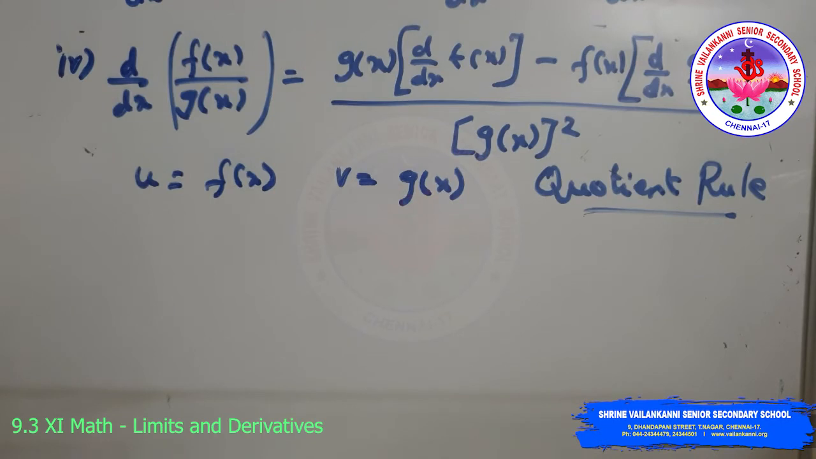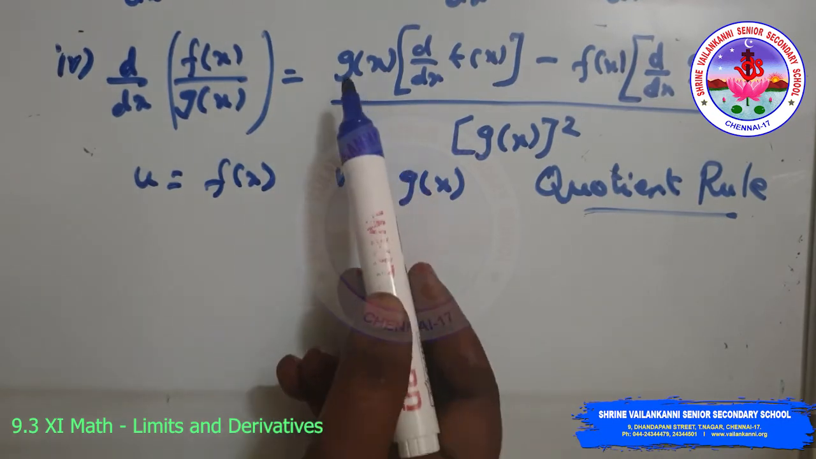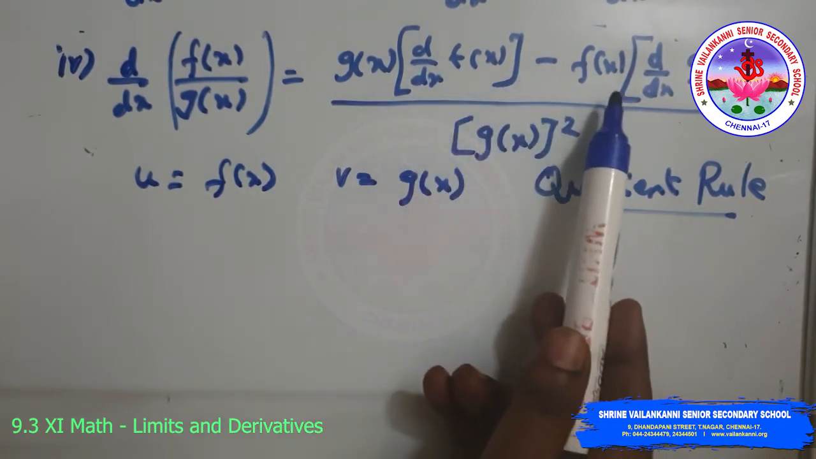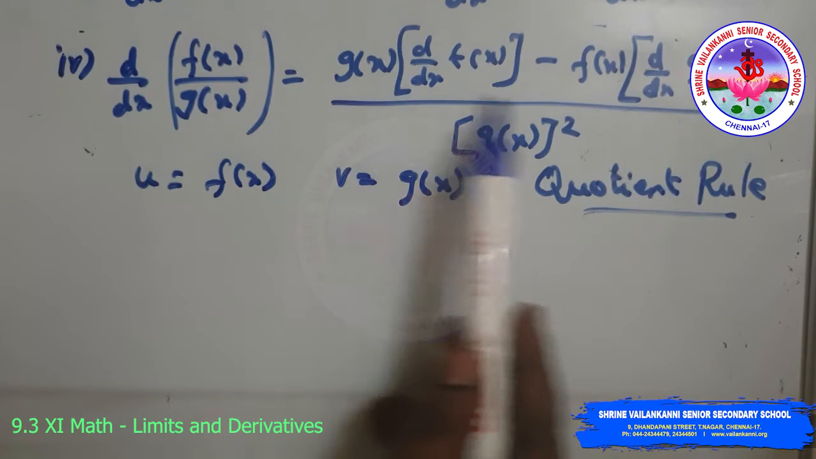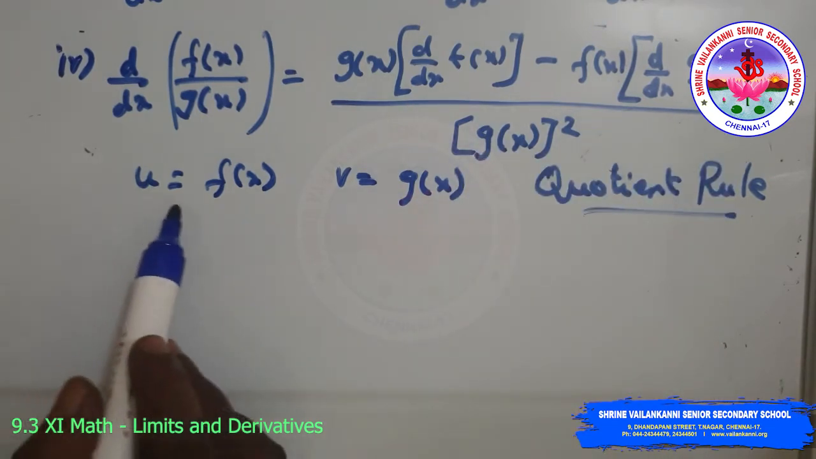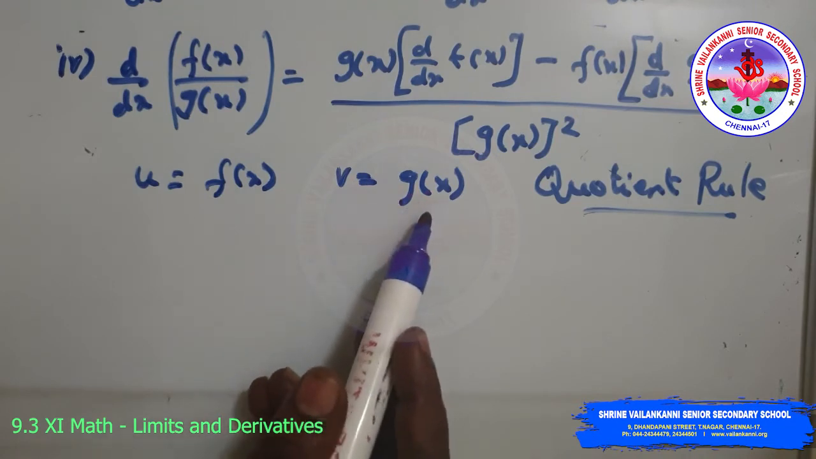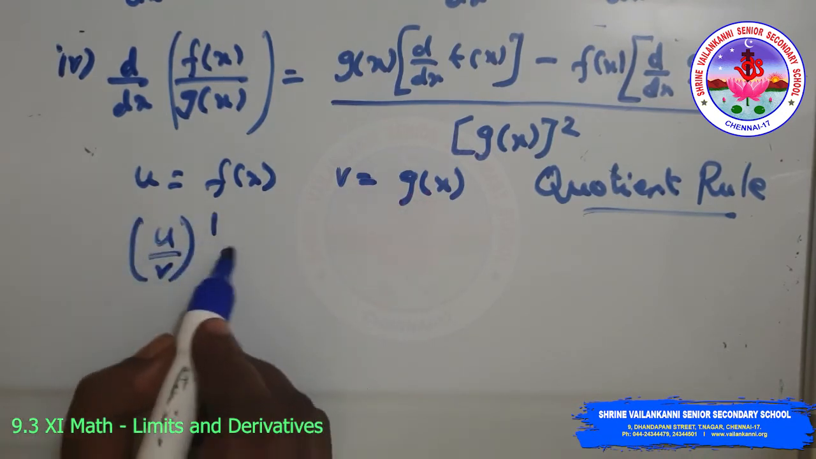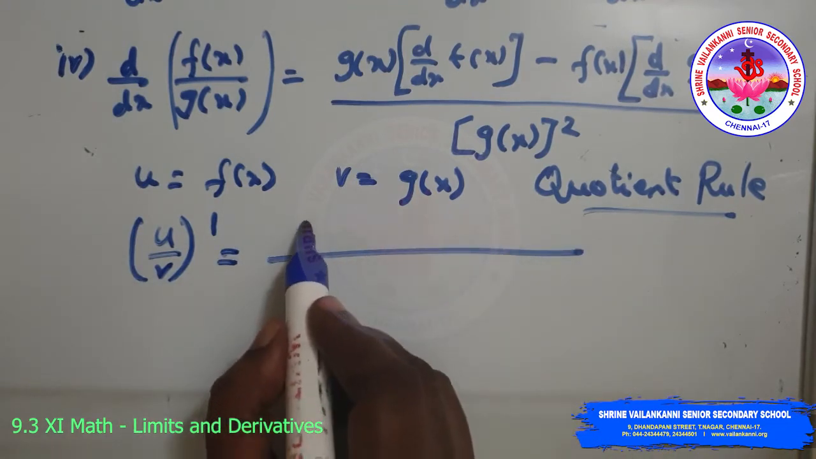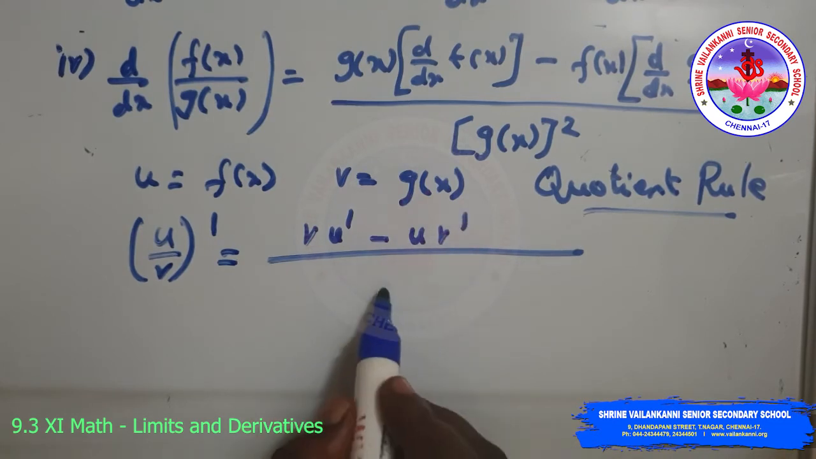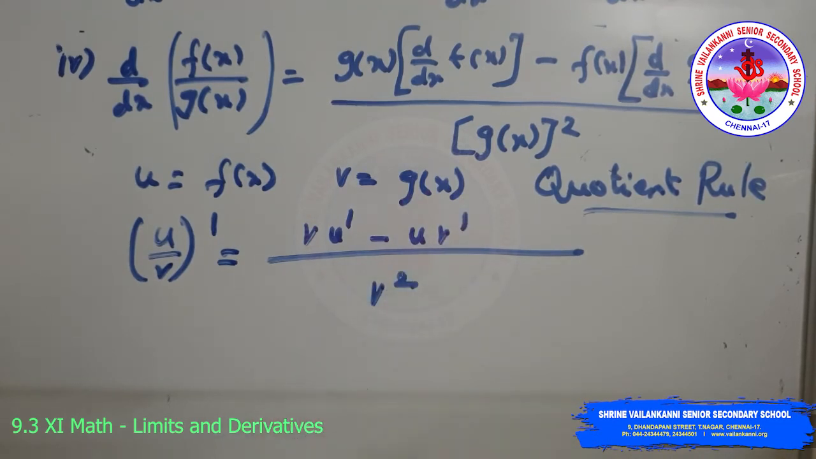Fourth one, d by dx of f of x by g of x, which is equal to g of x into d by dx of f of x minus f of x into d by dx of g of x by g of x whole square. U equal to f of x and v equal to g of x. So u by v whole dash is equal to v into u dash minus u into v dash by v square.